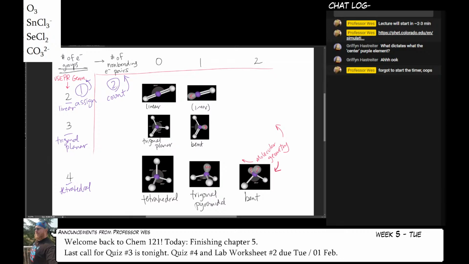I want you to draw these 4 molecules here, and I want you to assign them a VSEPR geometry and a molecular geometry. Type your answers in the chat once you've got them, like what's the VSEPR geometry, what's the molecular geometry. Do the best you can. 5 or 6 minutes is not going to be enough time to actually do that. But we'll go over all the answers together in just a bit.